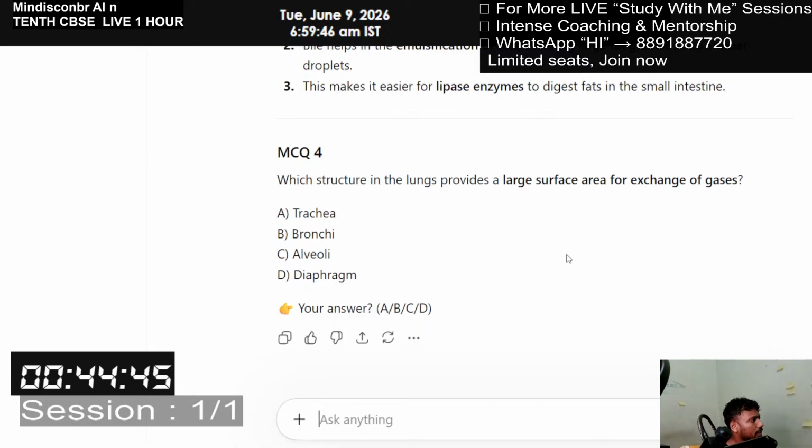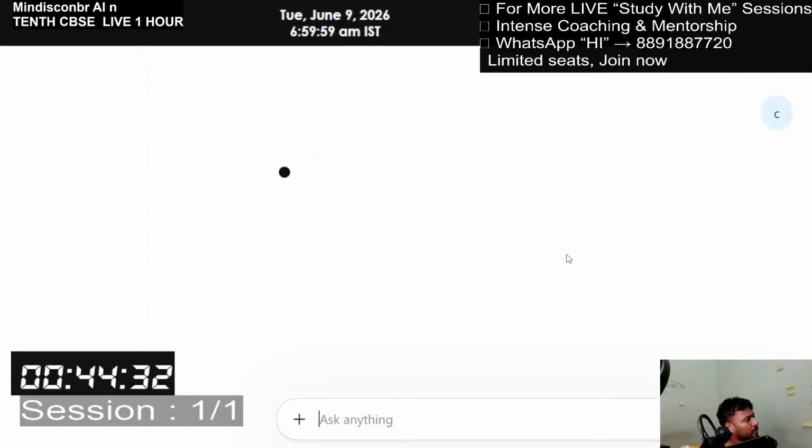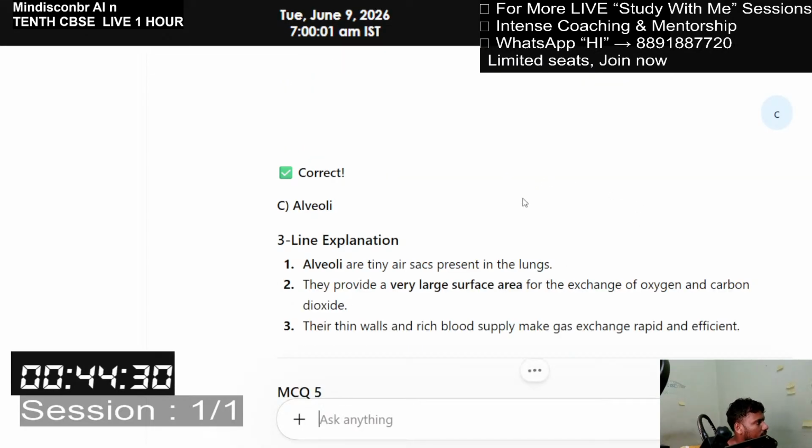Which structure in the lungs provides a large surface area for exchange of gases? Alveoli. The alveoli are tiny air sacs present in the lungs. They provide a very large surface area for the exchange of oxygen and carbon dioxide. Their thin walls and rich blood supply make gas exchange rapid and efficient.